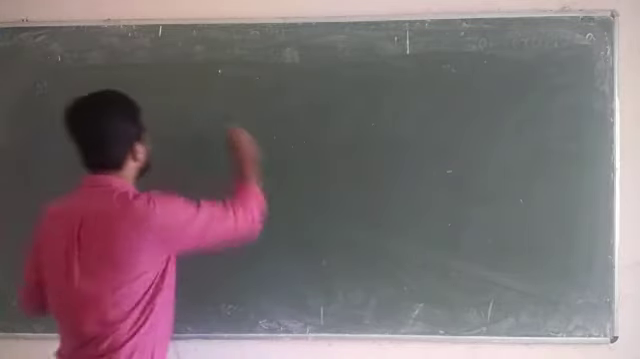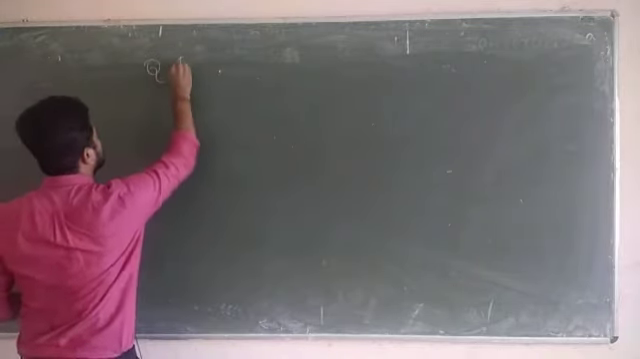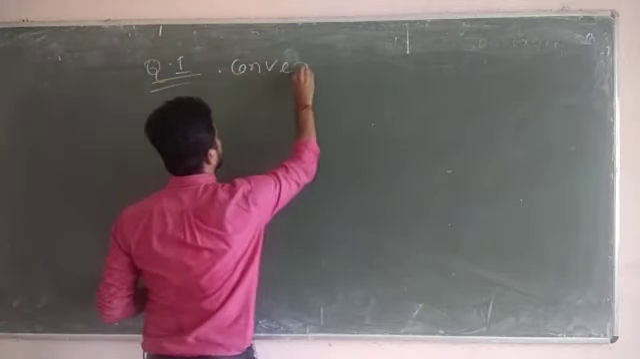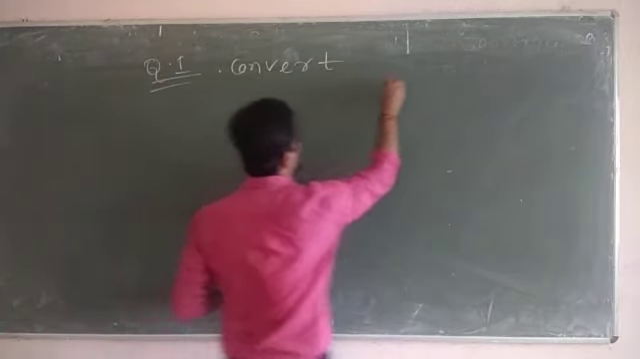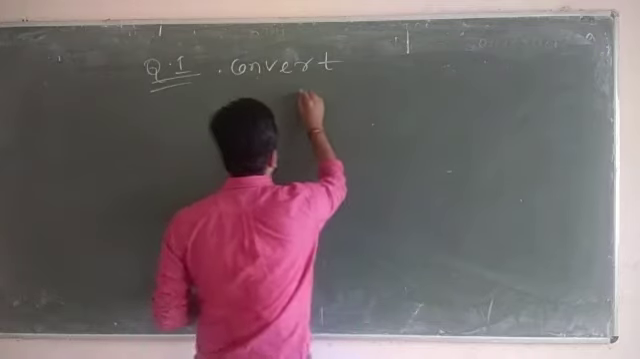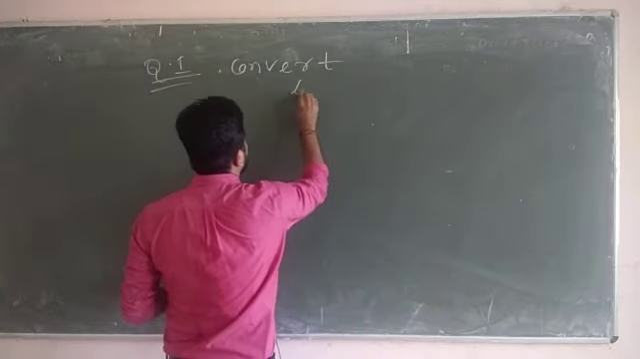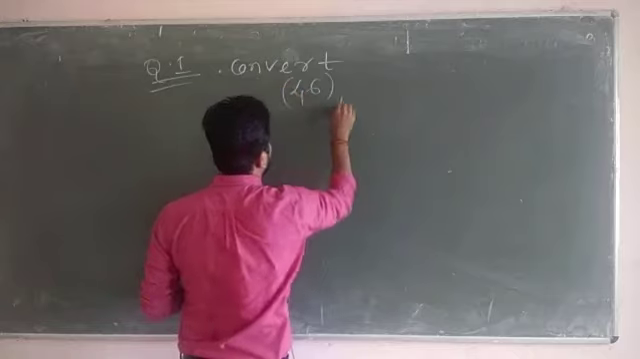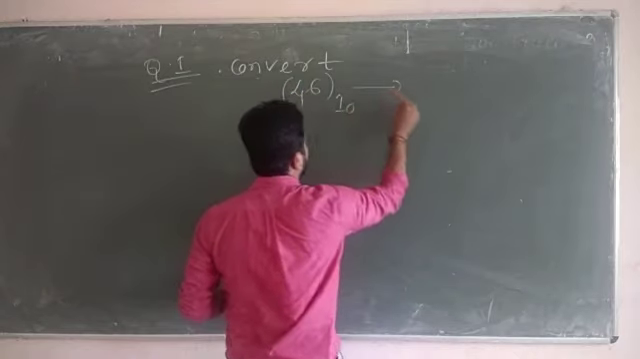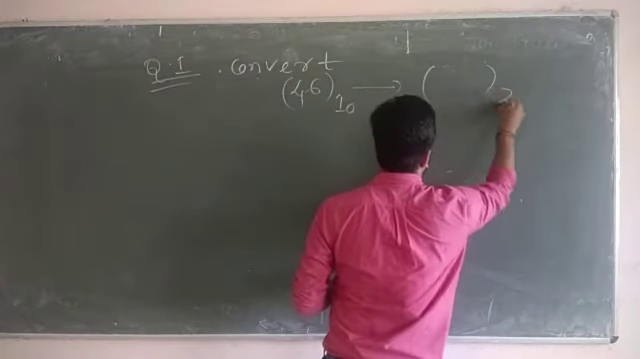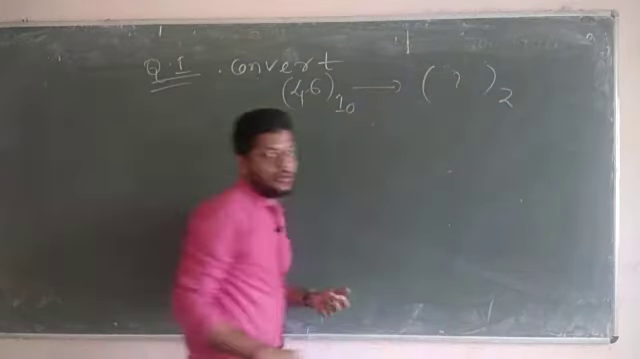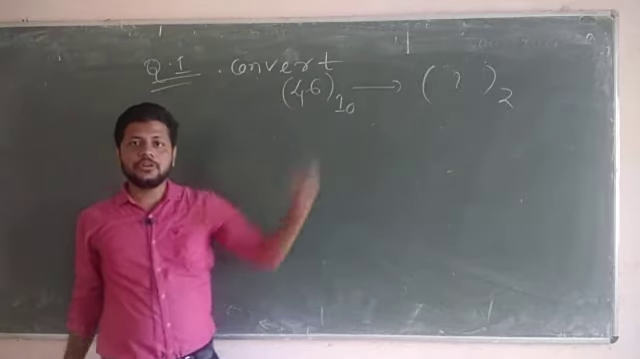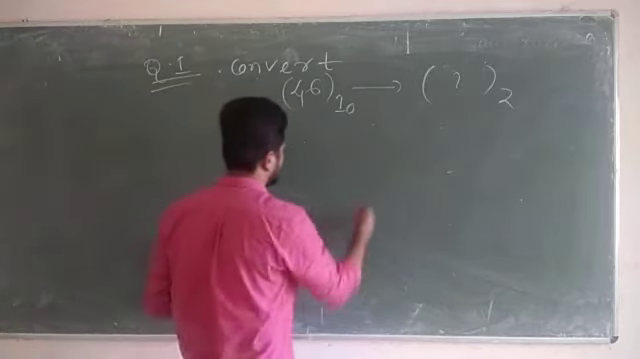So the first question is, convert 46 in decimal to binary. So I want to convert this decimal number 46 to a binary number. So then how to convert?